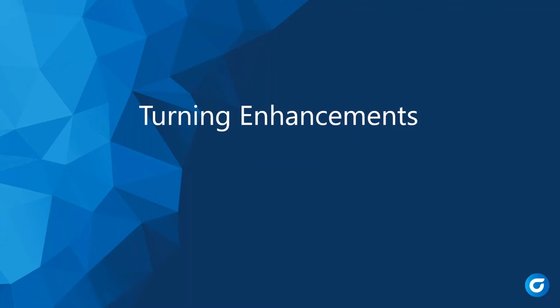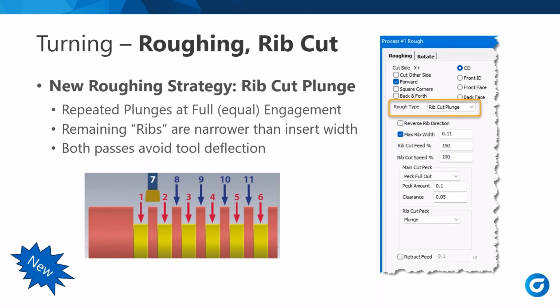All right, now we're going to look at some turning specific enhancements. So we have a new roughing strategy for grooves. We call this rib cut or rib cut plunge. So the idea here is to have repeated plunges at full engagement, and then the remaining ribs are purposely made narrower than the insert width, and that way none of the edges of the insert are actually being engaged.